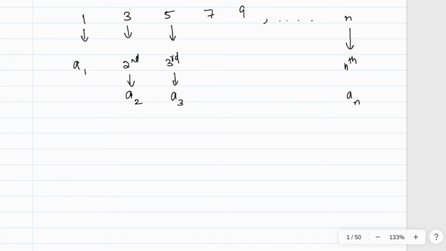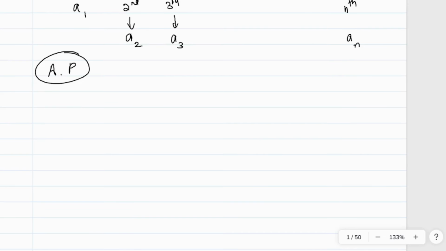Then comes the arithmetic progression. Arithmetic progression is a special case of sequence where the difference between a term and its preceding term is always constant. This is called the common difference. Arithmetic progression can be abbreviated as AP. The general form of an AP is A, A plus D, A plus 2D, A plus 3D, etc., up to the nth term.